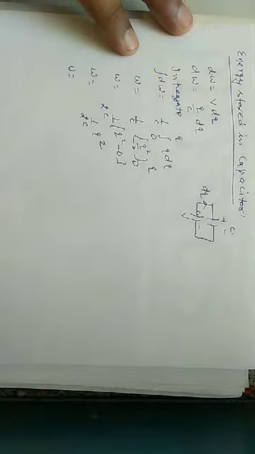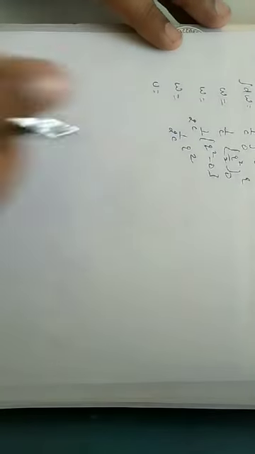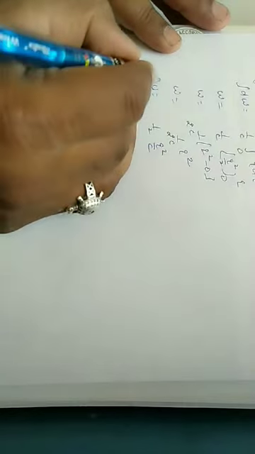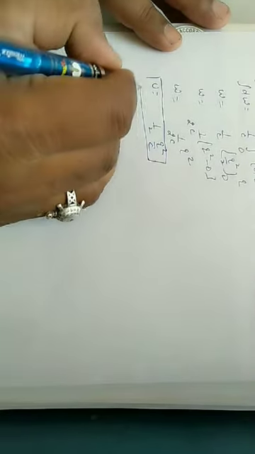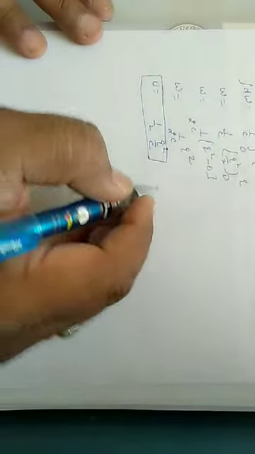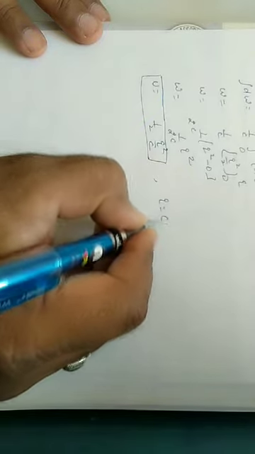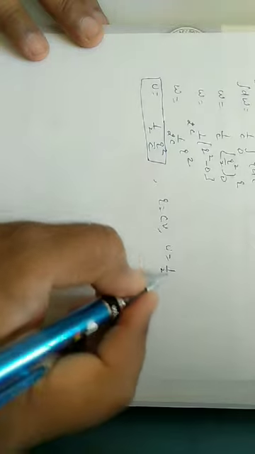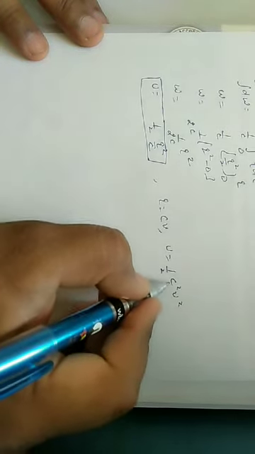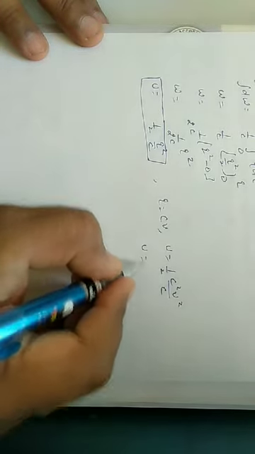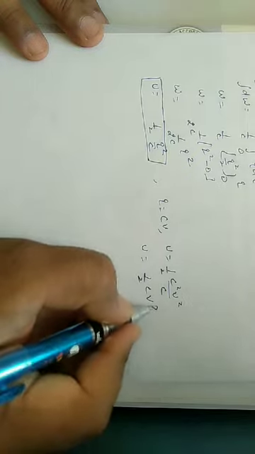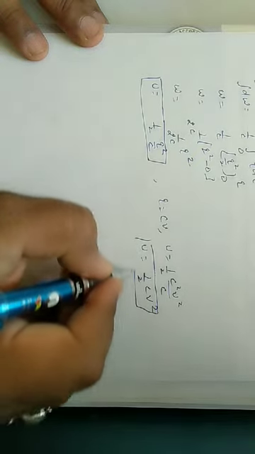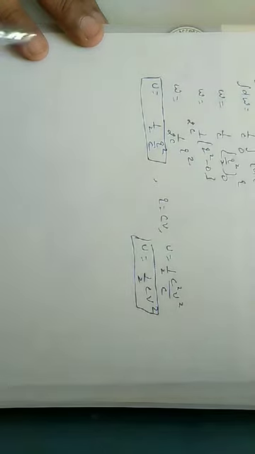Work stored is equal to energy. So U is equal to half Q square upon C. Now we know Q is equal to CV. Therefore energy will be half C square V square upon C. So U is equal to half CV square.